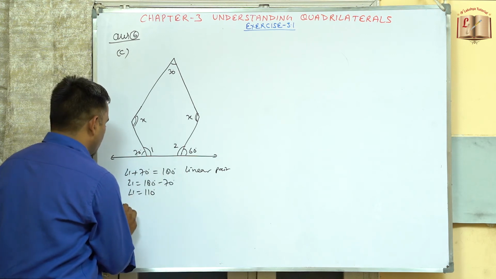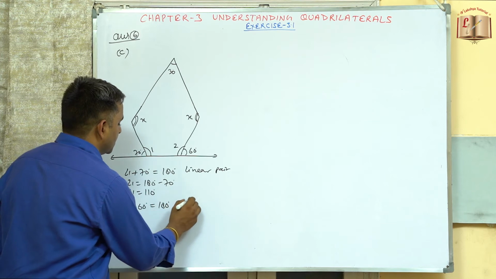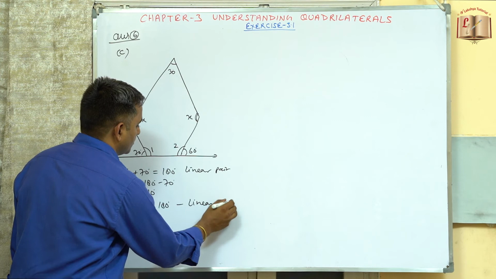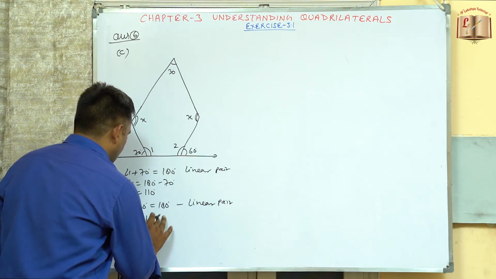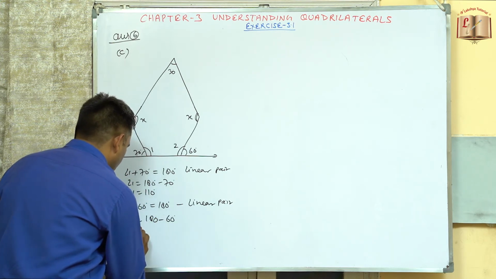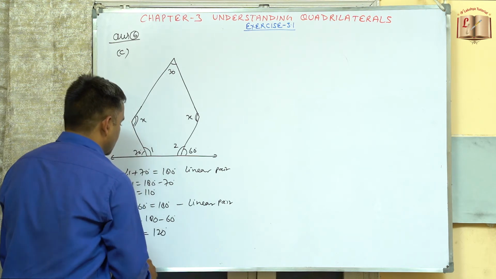Similarly, angle 2 plus 60 degrees equals 180 degrees. This is again a linear pair. So therefore angle 2 equals 180 degrees minus 60 degrees. So angle 2 equals 120 degrees.